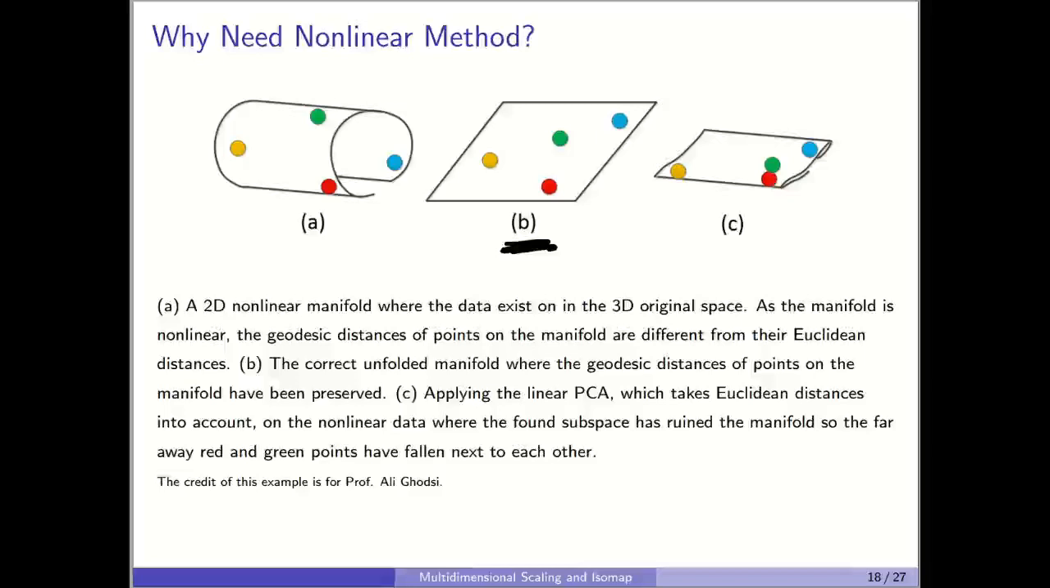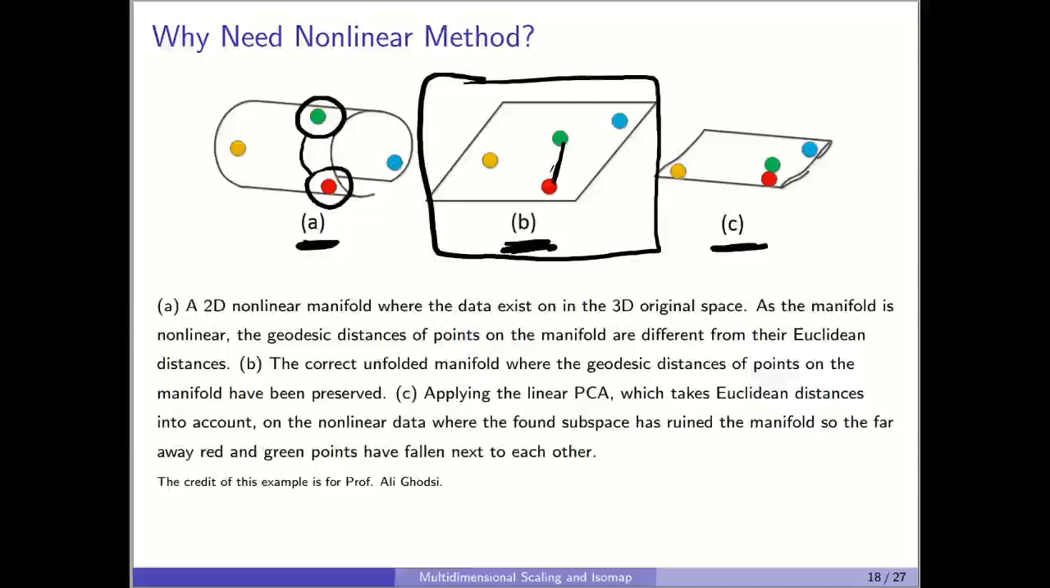However, if we apply a linear method like classical MDS or PCA on this figure, it becomes like C. You can see that although the green point and the red point are far away from each other on this manifold, they fall on top of each other when we apply a linear method. So it ruins the data. However, if we apply a non-linear method, it is correctly unfolded. So that's why we either change data using kernels, or we propose non-linear methods in order to handle non-linearity.